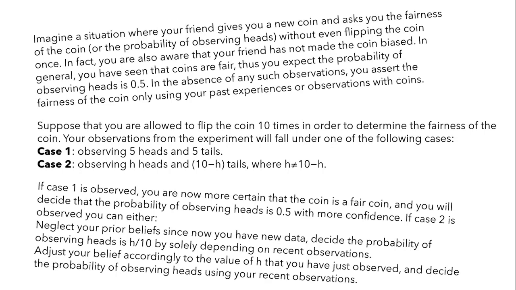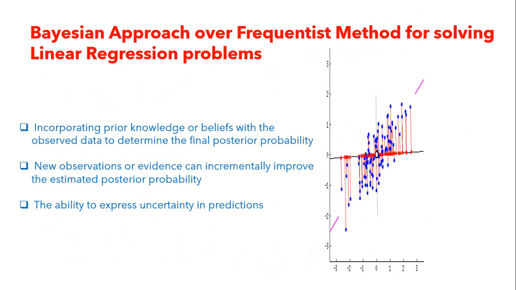Now let's extend this assumption. So now suppose your friend allows you to conduct another 10 coin flips. Then you can use these new observations to further update your beliefs. As you gain more data, you can incrementally update your beliefs, increasing the certainty of your conclusions. So guys, this process is nothing but known as incremental learning, where you update your knowledge incrementally with new evidences.